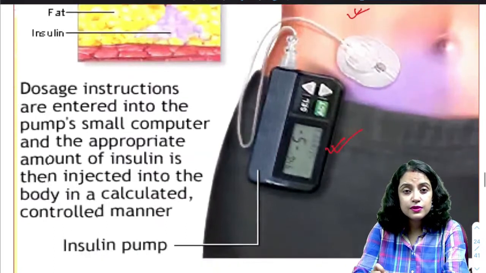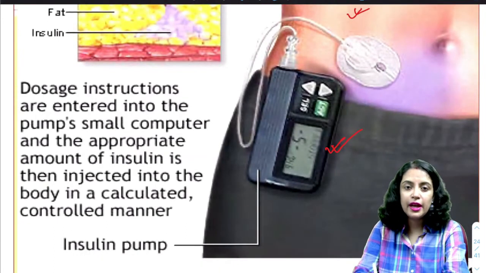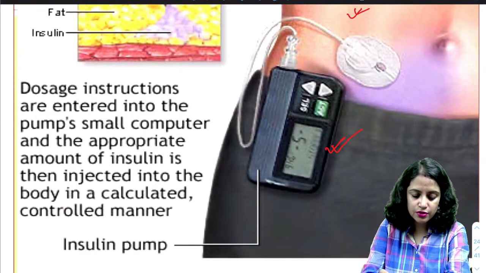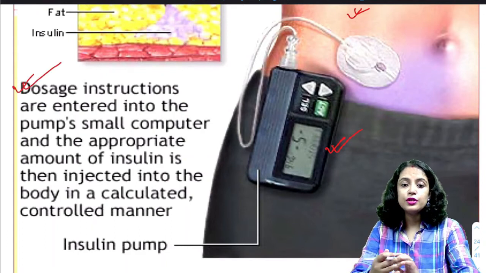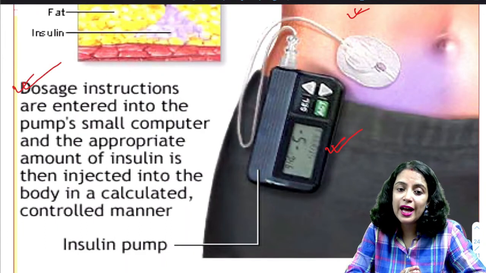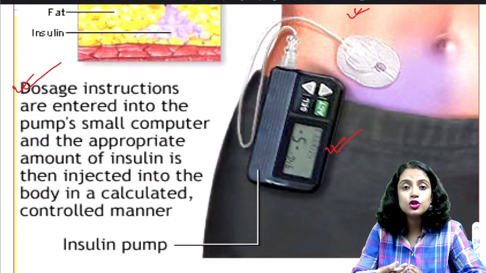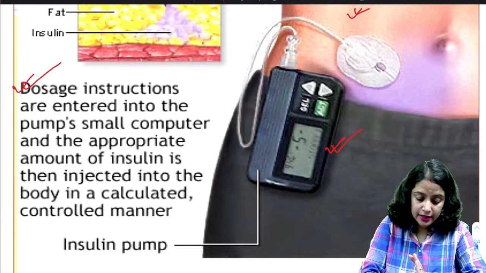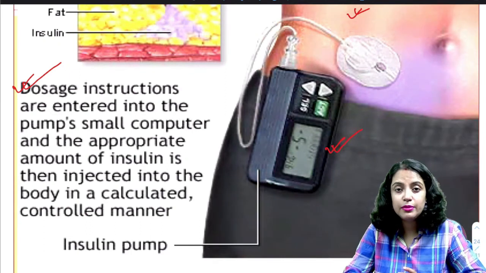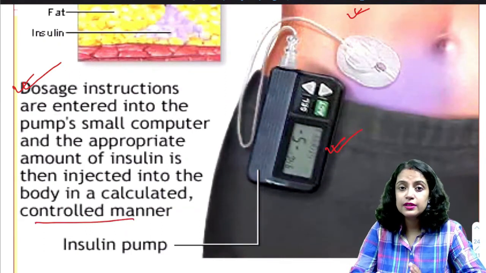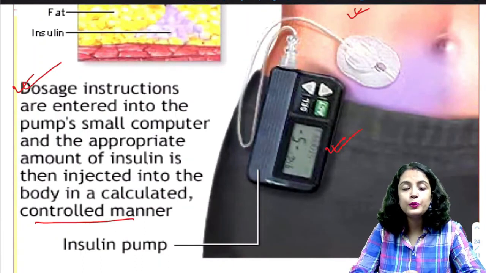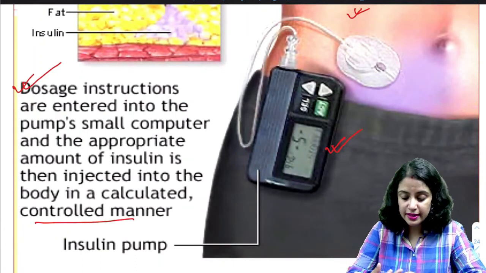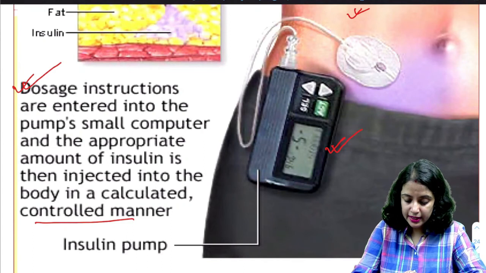The dosage instructions will be entered in the machine. So dosage instructions are entered into the pump's small computer, and the appropriate amount of insulin which is to be injected into the patient will be calculated, and in a controlled manner it will be released. So this is about the insulin pump, which has become very handy these days, and it is really in use.